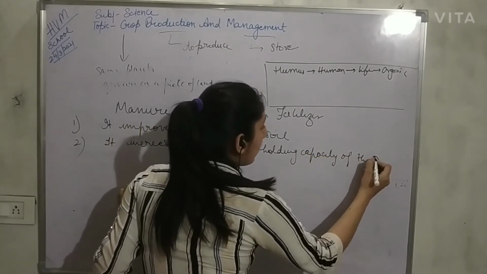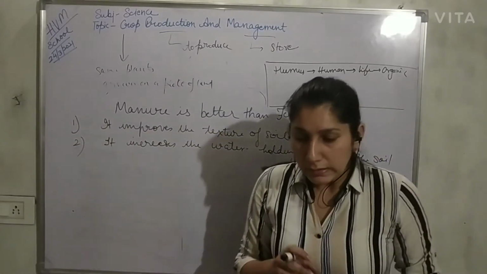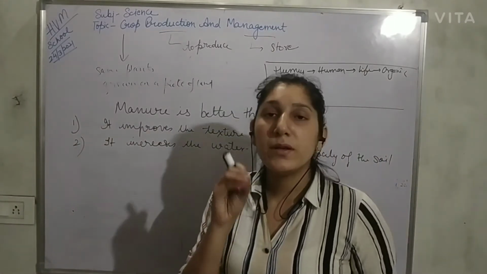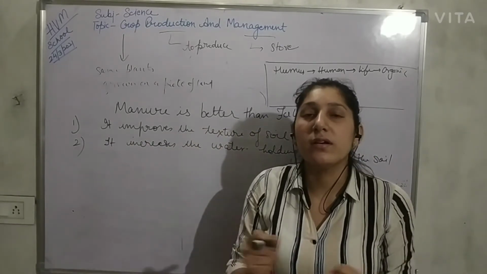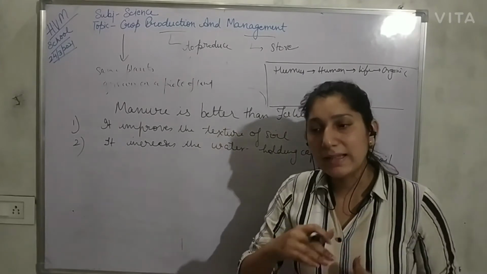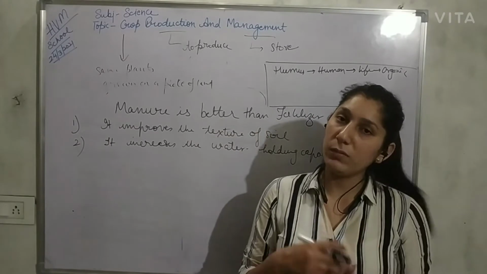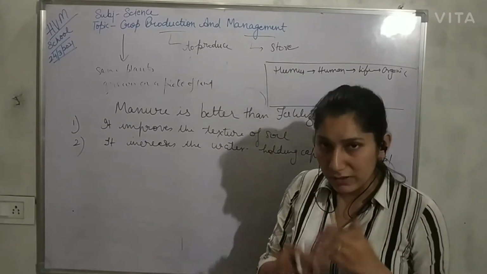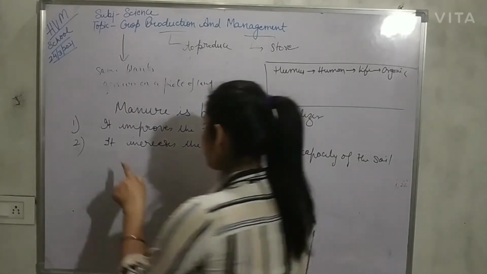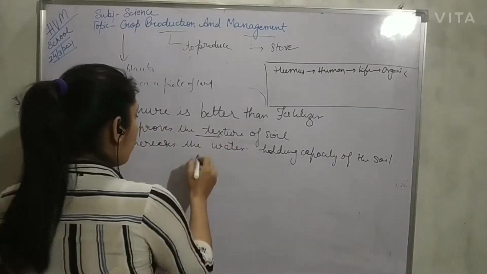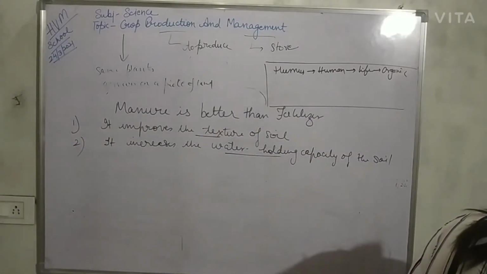of the soil, which means that whenever we put the manure in the land, that soil will be able to hold more water, and that is why the crops will get more water, and more water and sunlight will help the plants grow in a better condition. So it improves the texture, and improves the water holding capacity. And what are the other advantages of manure?